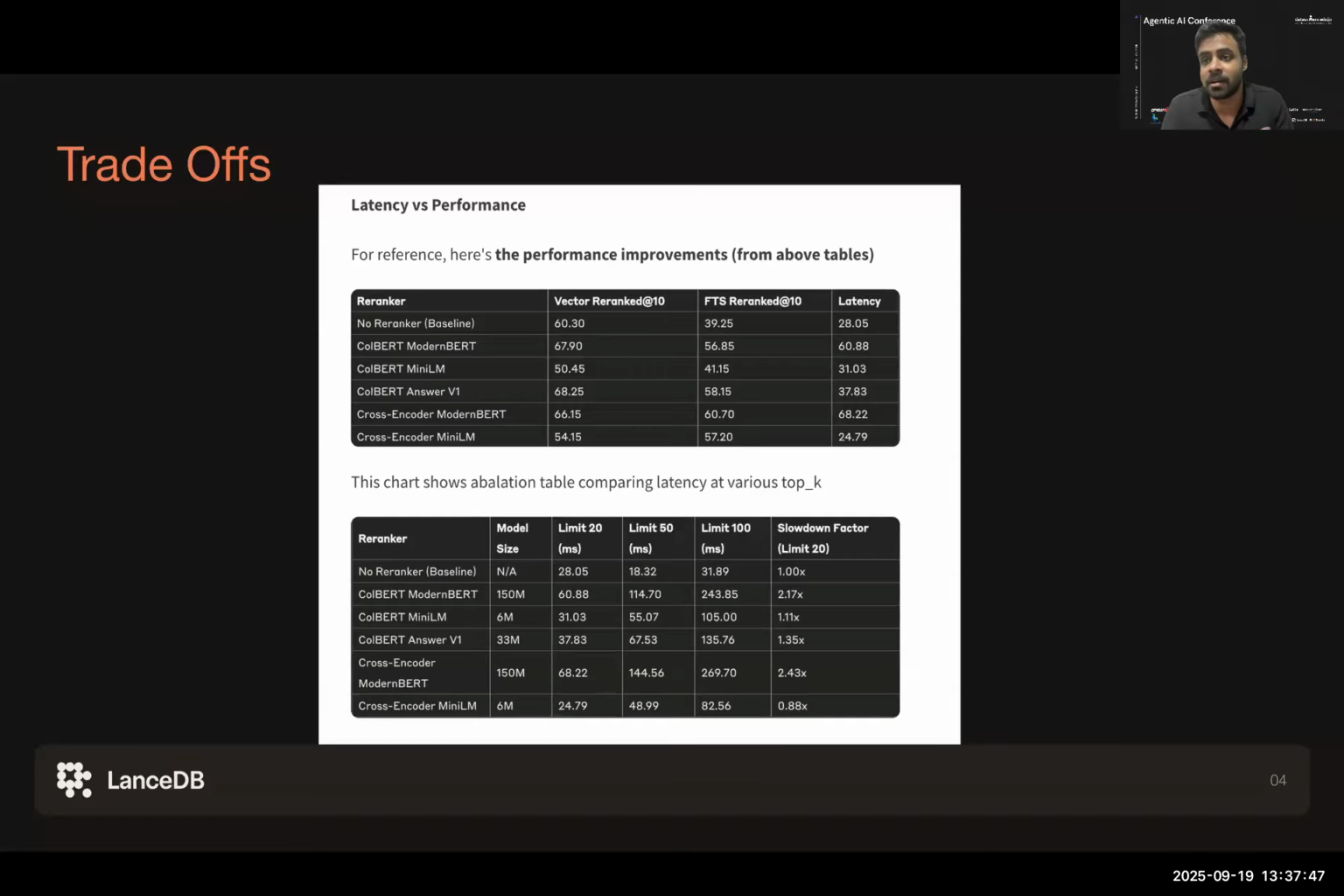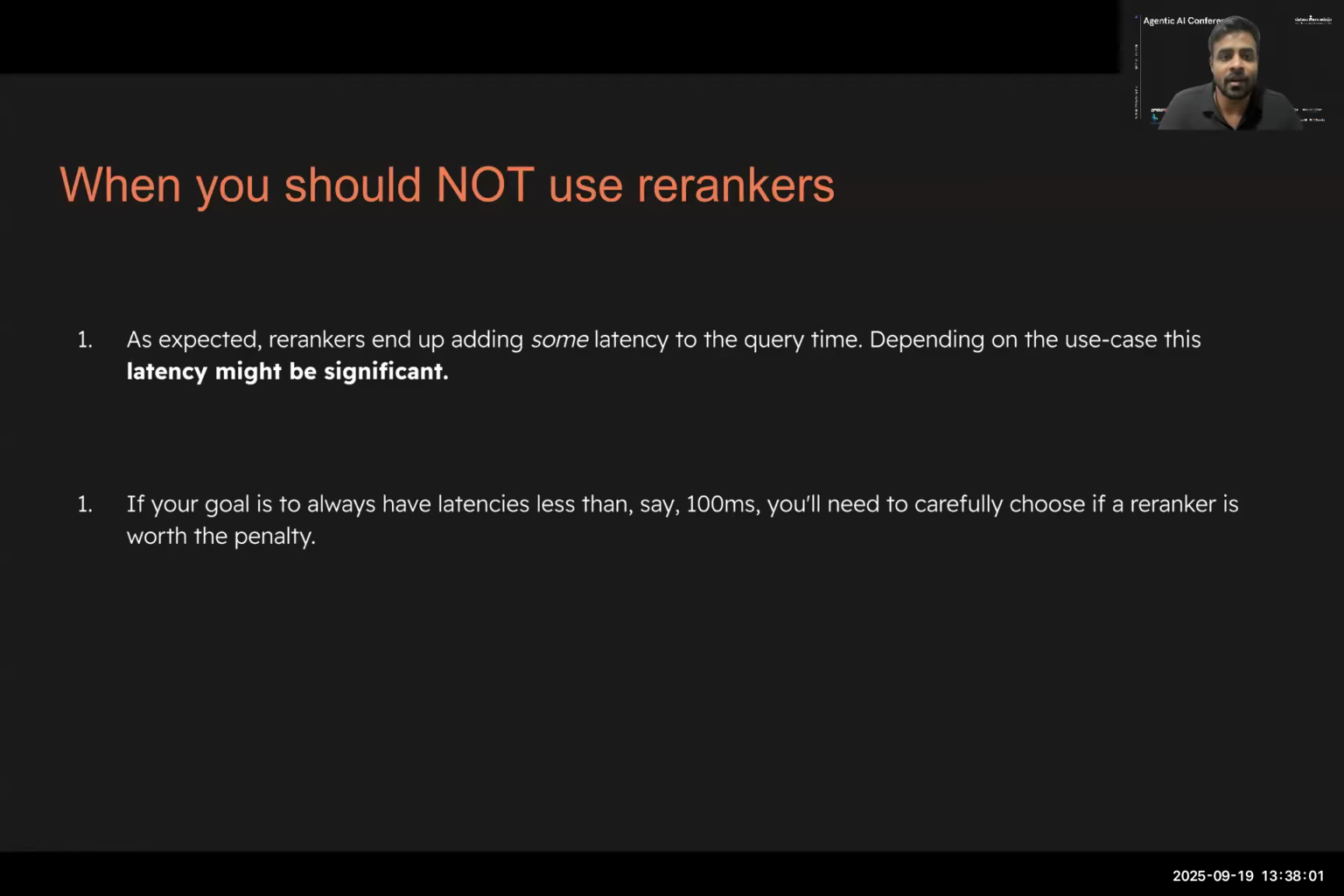Like 100 milliseconds does not really matter to most use cases. It's fine. Sometimes even network round trip takes more than that. So, but if it is too much for you, and I address this point here, when you should not use re-rankers. Why do I say when you should not use re-rankers? Because re-rankers is such a no-brainer that everyone by default should use them. Instead of saying who should use re-rankers, I'd probably like to say who should not use re-rankers.